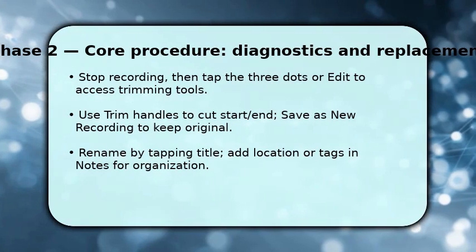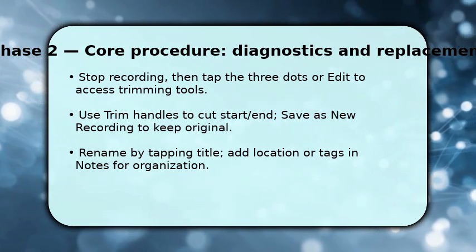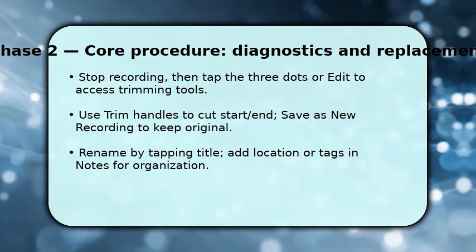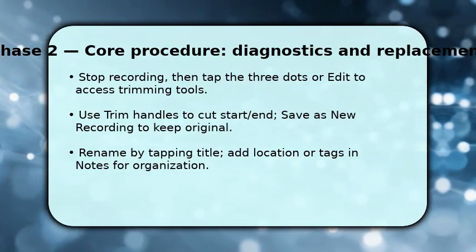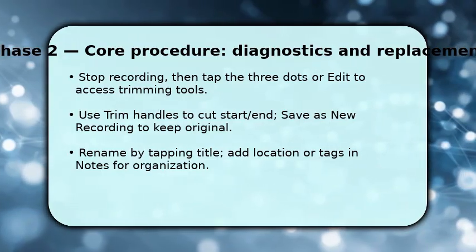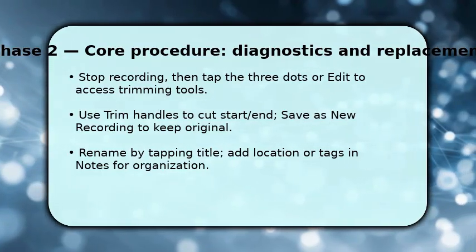Once you stop, you can clean the clip quickly. Tap the recording, choose Edit Recording, then use the trim handles to remove unwanted start and end sections. Drag and play to preview. If you want to preserve the original, select Save as New Recording so you keep both versions.